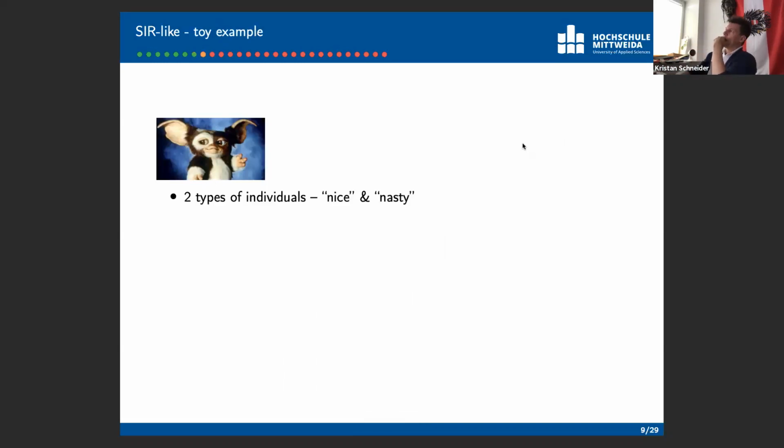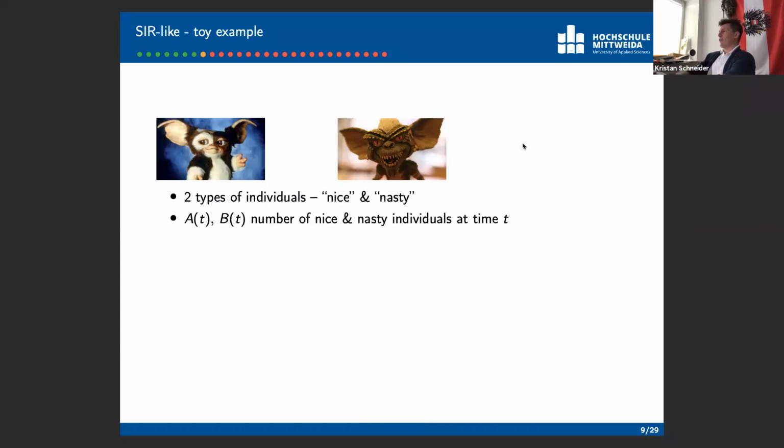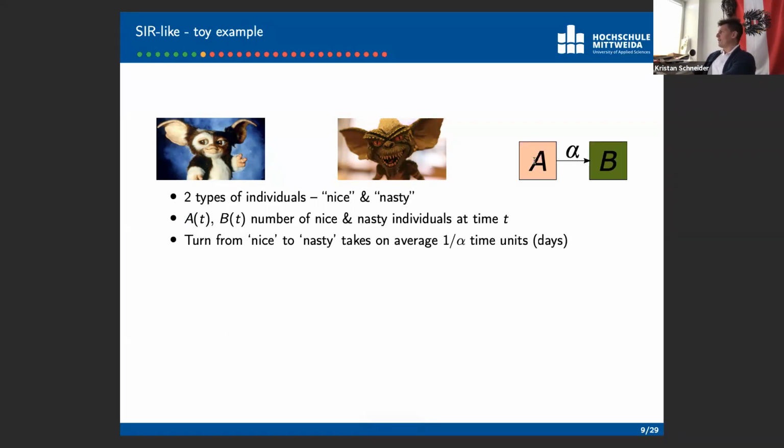Okay, now let's make a toy example. We have a population with two types of individuals. We have nice individuals and we have nasty individuals, okay? And in our model, just for an illustration, we follow the number of nice and nasty individuals in time, and capital A of t and capital B of t are the numbers of the nice and nasty individuals at time t. What can happen is that nice individuals can, let's say, turn nasty.